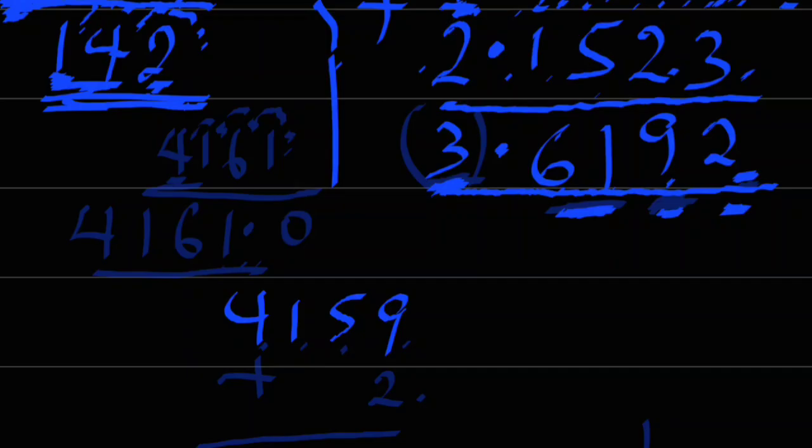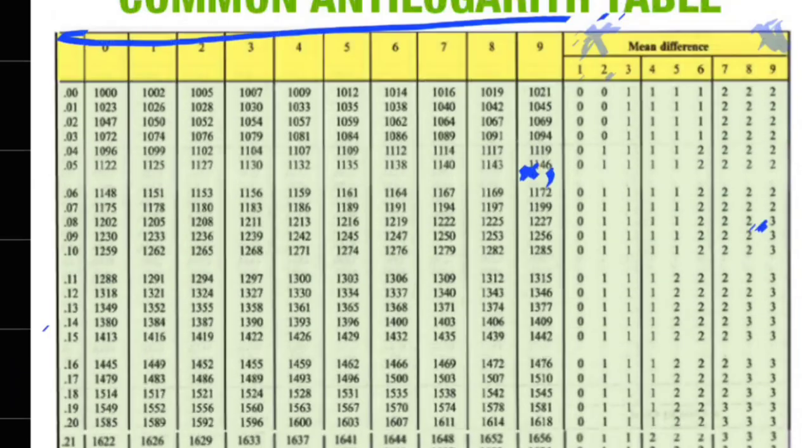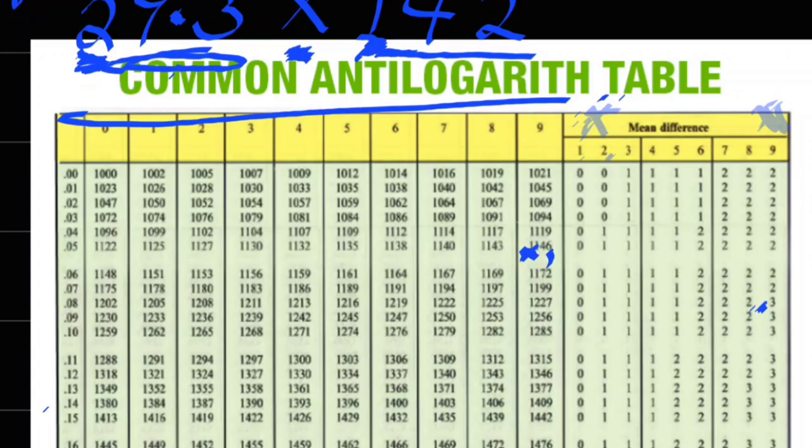Remaining difference 2. Remember, we check 0.61 under 9. Remaining difference 2. We are going to add the difference. This is how we check the difference. This part is the difference table, from here to this very place. So when we say difference 2, this is difference 2 here.